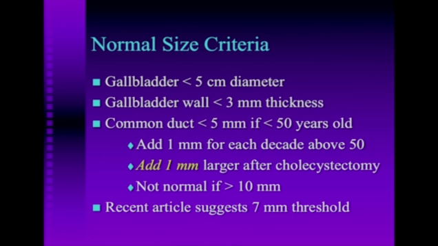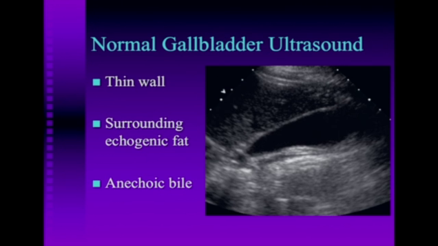Also, if the patient's had cholecystectomy, that may enlarge the common duct an extra millimeter beyond the expectation. It should not be considered normal if the common duct is more than 10 millimeters diameter. And then there's been some other recent articles that suggest possibly a 7 millimeter threshold for normal, regardless of age, could be considered. So here's an example of a normal ultrasound of the gallbladder.